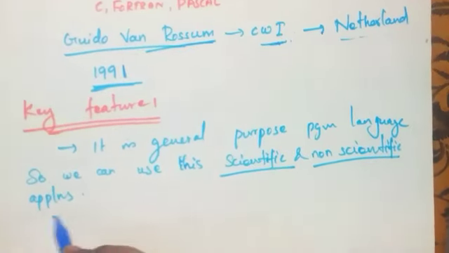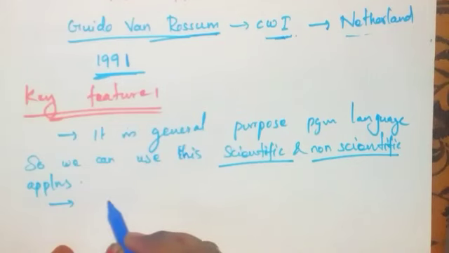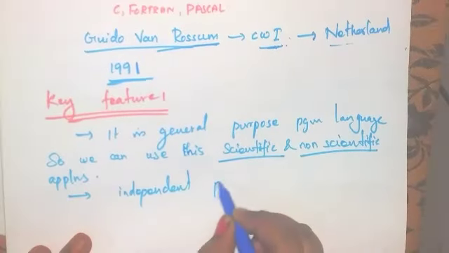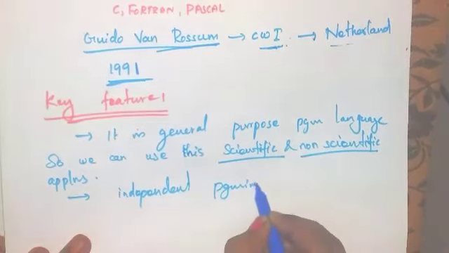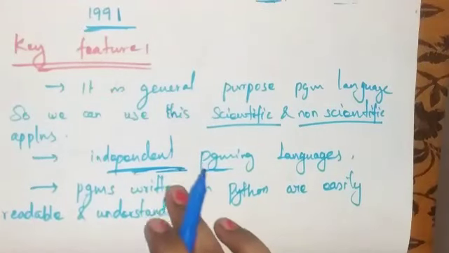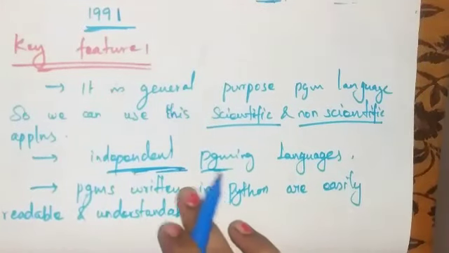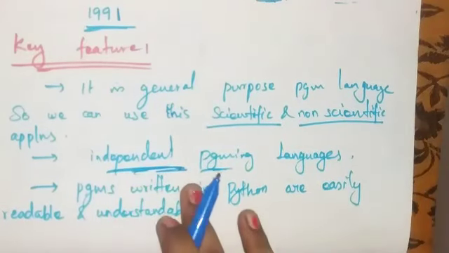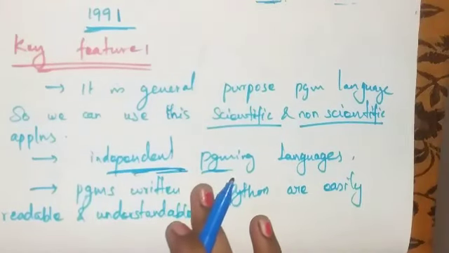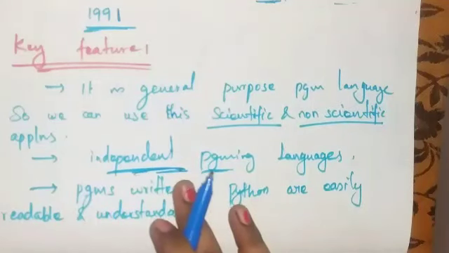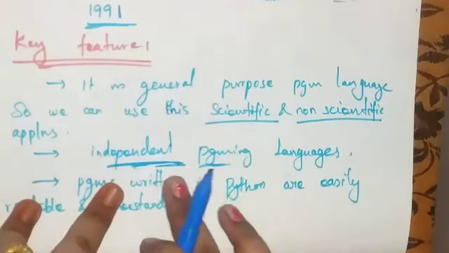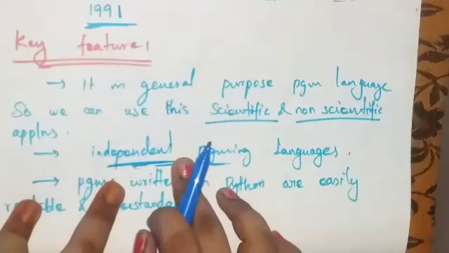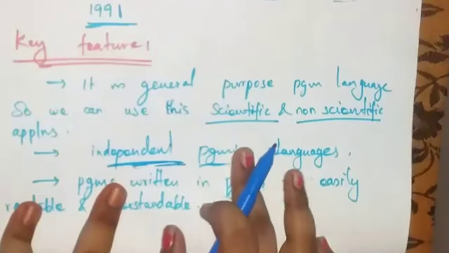Okay. Second point, it is a platform independent programming language, which means you can run the same code in different operating systems without any changes, because it is compatible with other operating systems also, such as Windows, Mac, Linux, and so on. Okay, so you can run Python code in different operating systems.